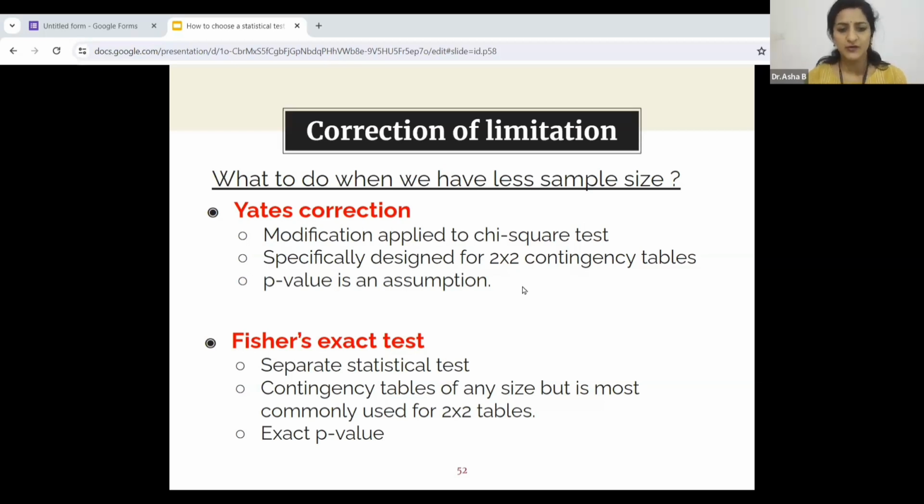One more alternative what we have is the Fisher's exact test. So this is a separate statistical test. So this is not a modification of a chi-square test. This is a separate test, just like how we have chi-square. So we have this Fisher's exact test. And this Fisher's test can be applied to contingency tables of any size, but it's most commonly used for 2x2 tables. And here the p-value what we get from Fisher's exact test is exact, whereas chi-square with Yates correction, the p-value is an assumption.